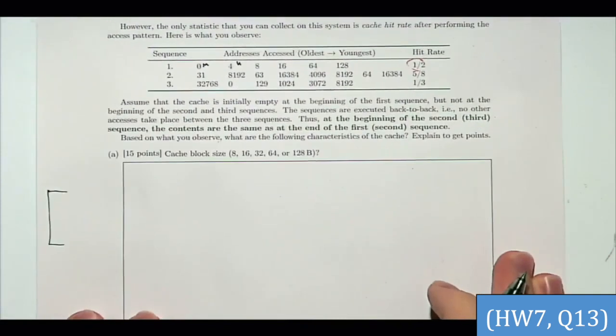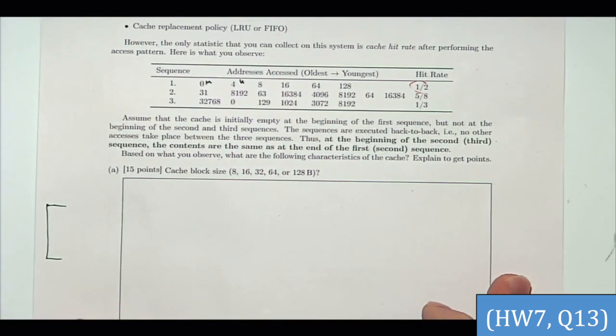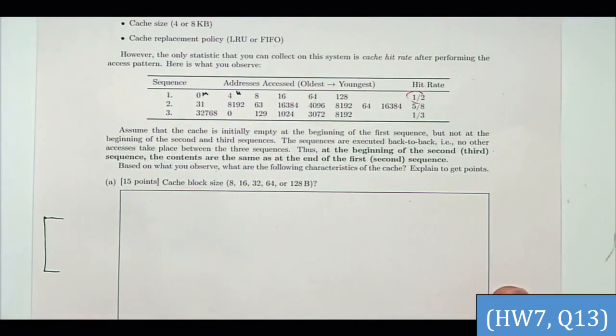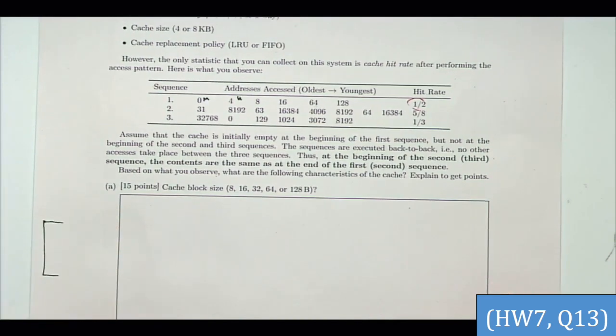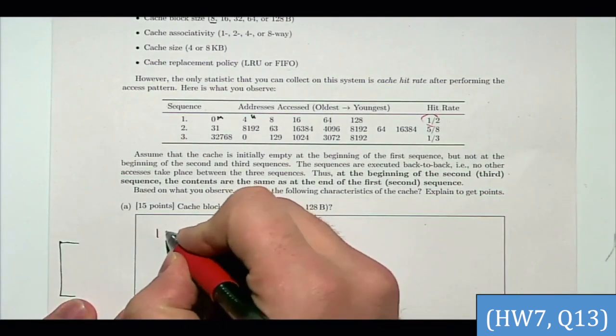For the first question, we need to figure out the cache block size. For this one, we can try brute force and try each of the options here. So let's first assume that we have a block size of 128.